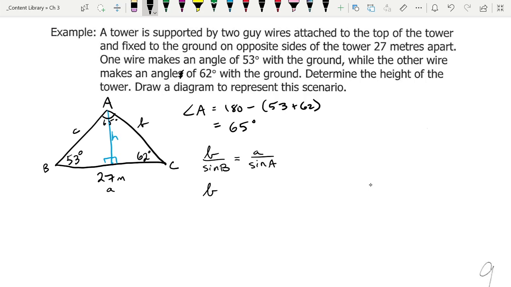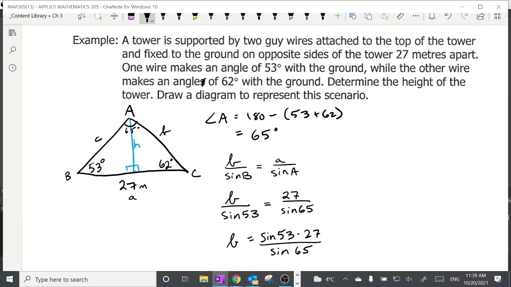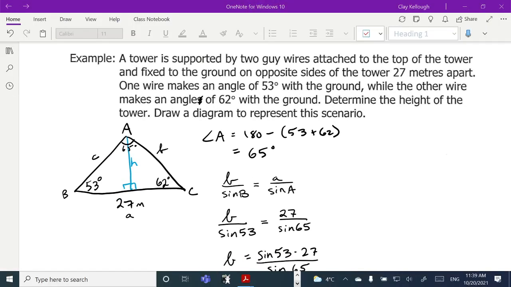So B is what I'm looking for. I know angle B over here, 53 degrees. A is 27. And the sine of A is the sine of 65. Now I do the algebra step. I cross and multiply. So sine of 53 times 27 all over sine 65. And then we punch buttons.